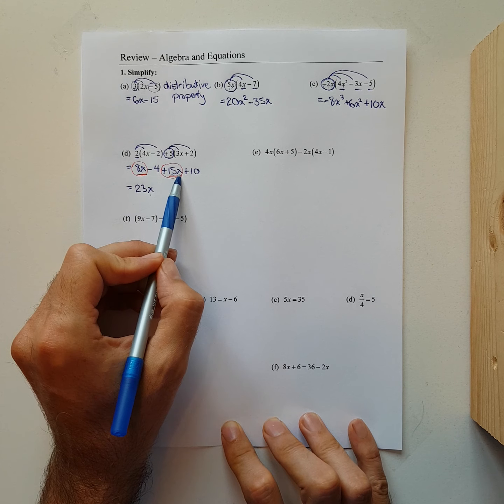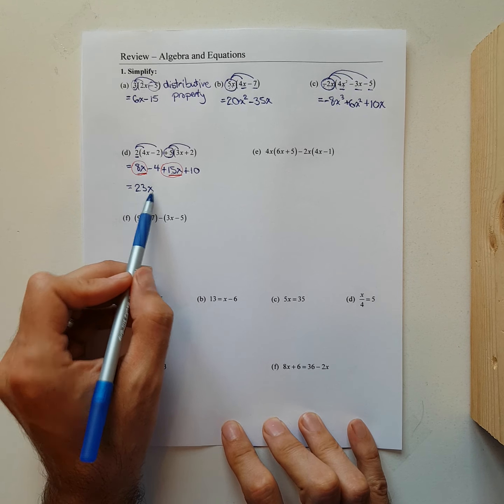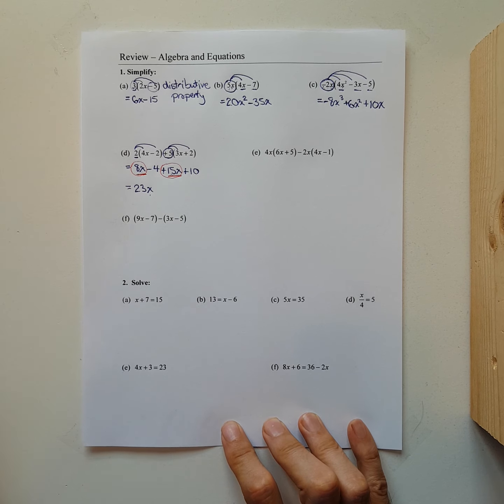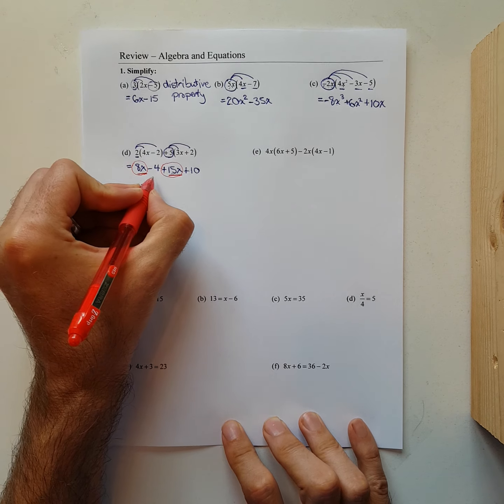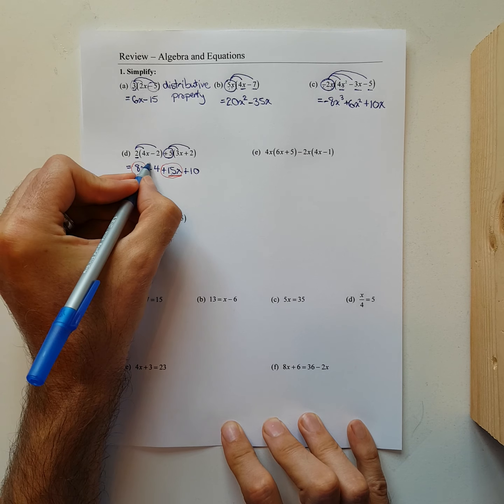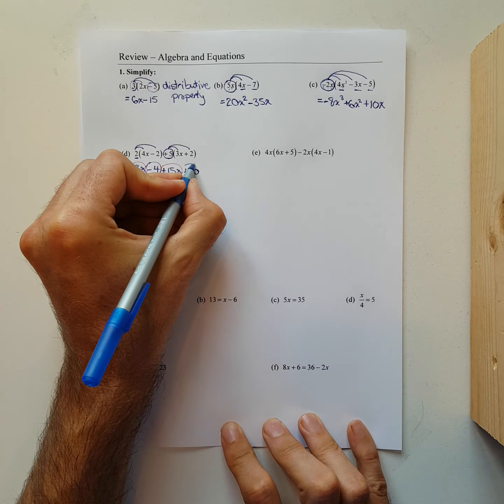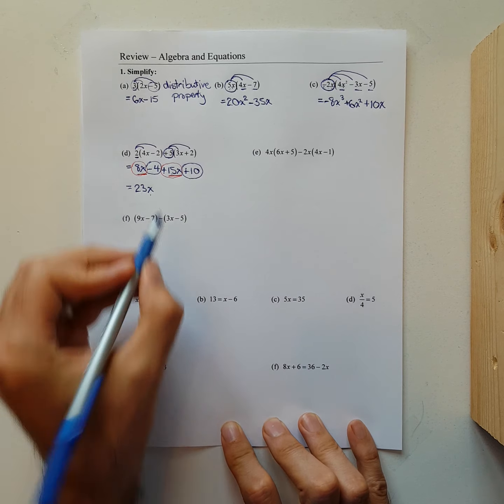We're collecting x's together. I have 8 of them here. I'm adding 15 more of them here, so I have 23 x's. With the second part, we have to be a little bit careful because as I collect this together, I'm going to have -4, so we have to pay attention to that sign, and I can collect that together with +10.